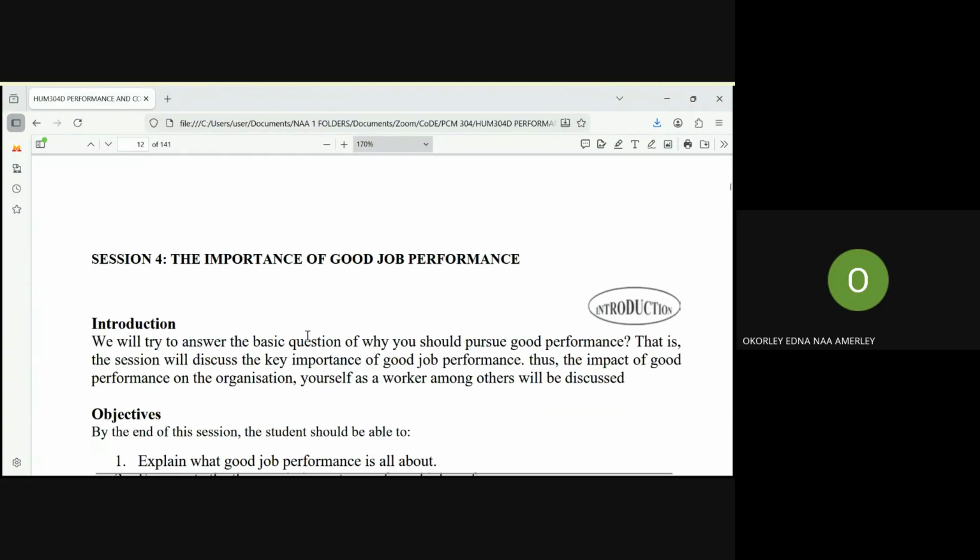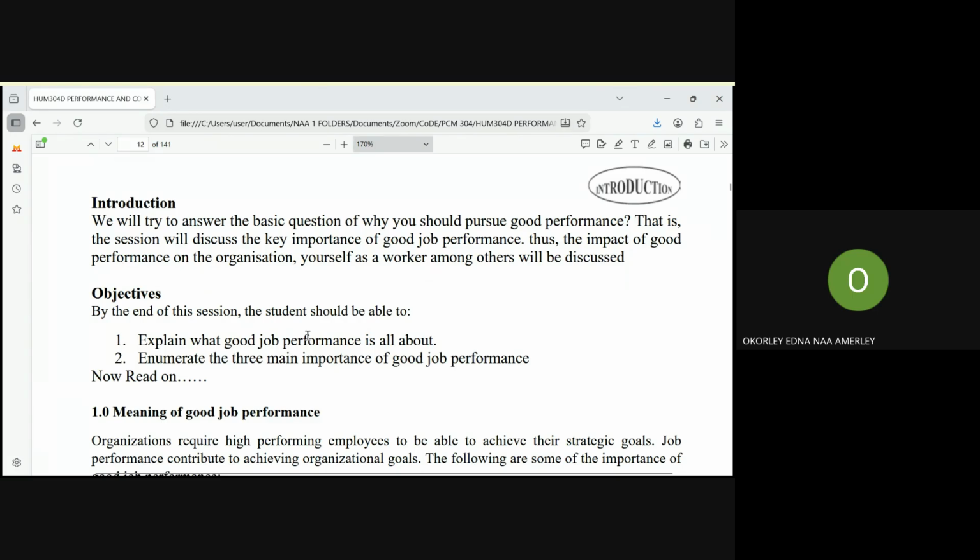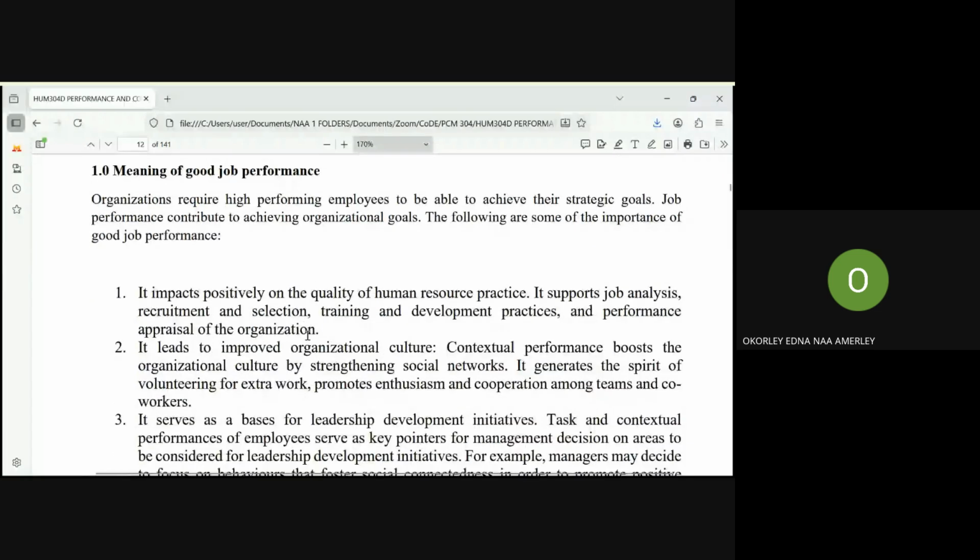So we move on quickly to importance of good job performance. So here, by the time we finish this session, you should be able to explain what good job performance is all about and give 3 importance of good job performance. So what do we mean when we say good job performance? It means that you have individuals who are engaging in the duties or tasks that have been given to them, and they are doing it efficiently, effectively, on point, on time, not at the detriment of the organization and for which they are being paid. So whatever they are doing is contributing positively to the organizational goals. That is what we mean by good job performance.